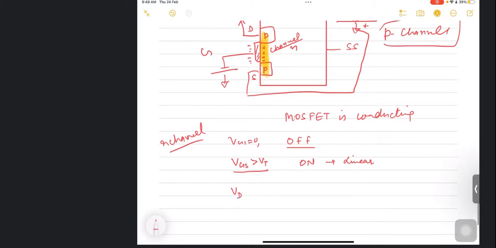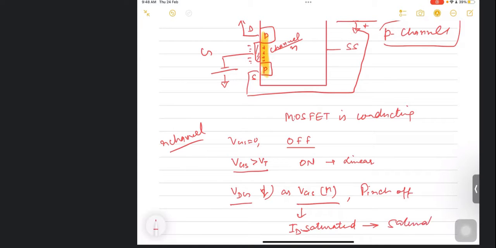And when VDG starts decreasing as VGS starts increasing, because the channel is becoming pinched off again, the transistor goes into saturation, or this ID becomes saturated, and it starts moving into the saturation region. Okay?